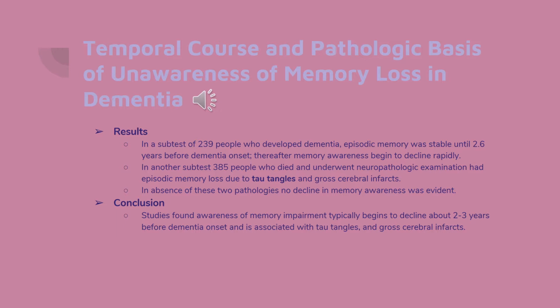So in conclusion to this study, it was found that awareness of memory impairment typically begins to decline about 2 to 3 years before dementia onset and is associated with tau tangles and gross cerebral infarcts.